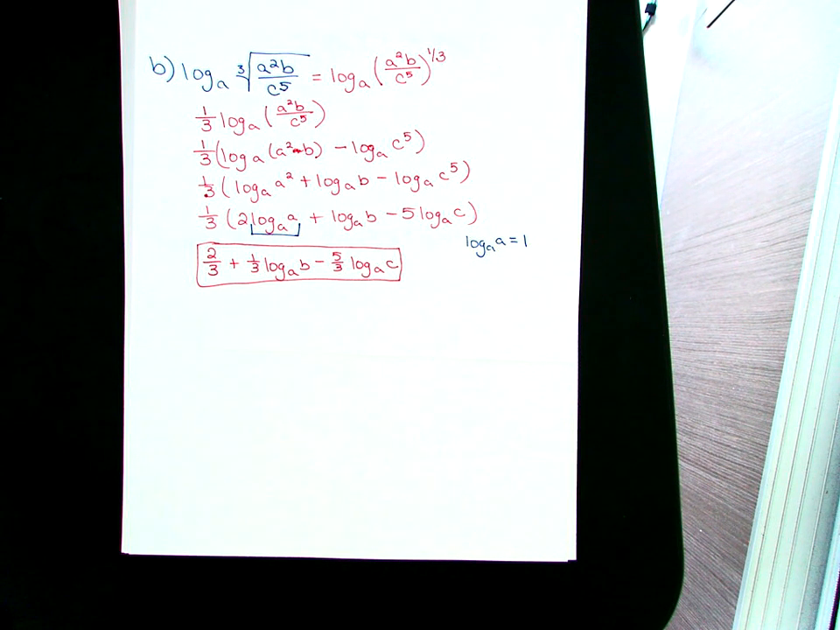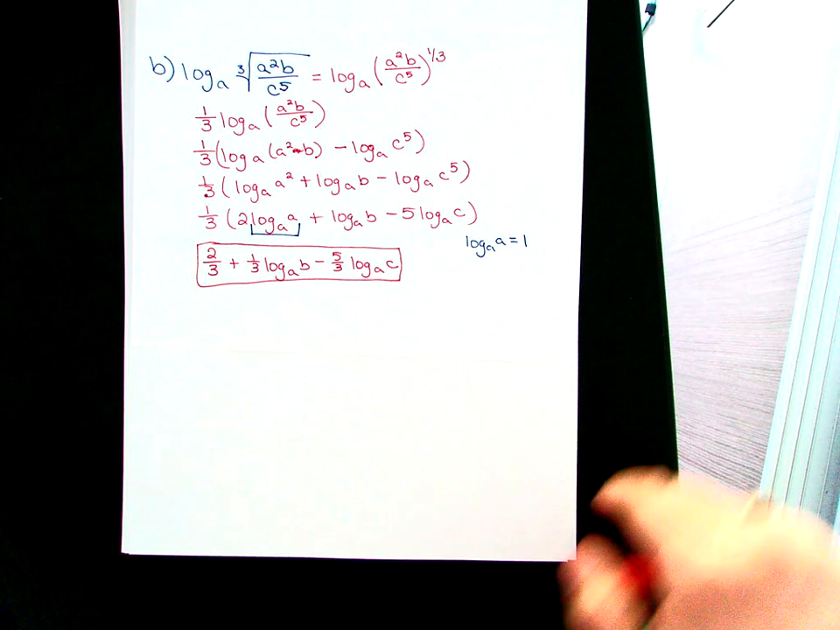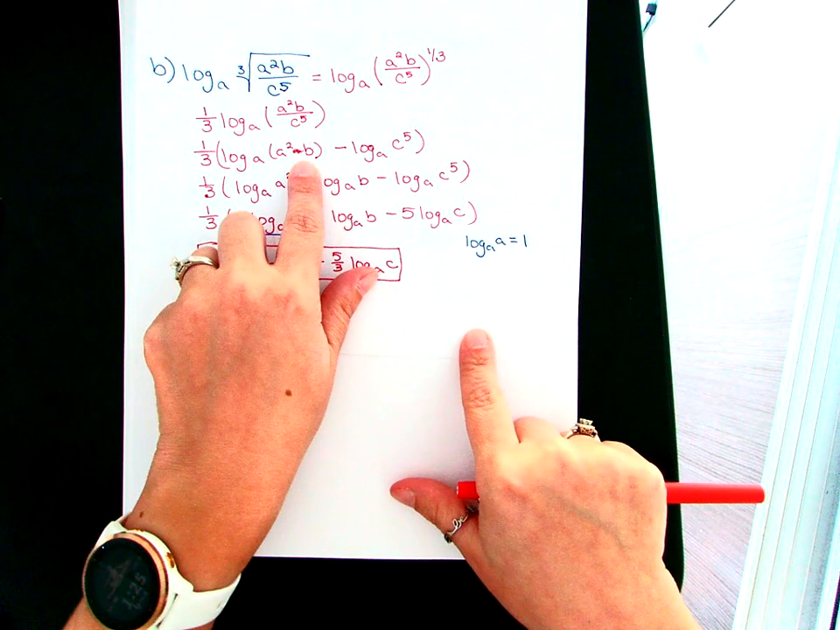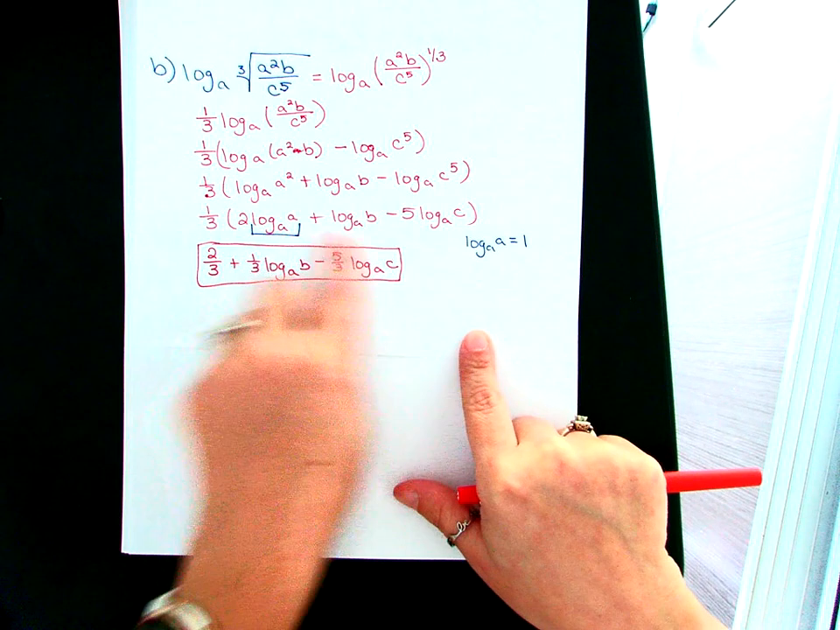So first thing I did was I switched obviously from the radical into the rational exponent. Then I applied my power rule to pull that out front. Then I applied my quotient rule to split that fraction up. Then I had to apply my product rule in here to split that all up. Then I applied my power rule again inside my parentheses.